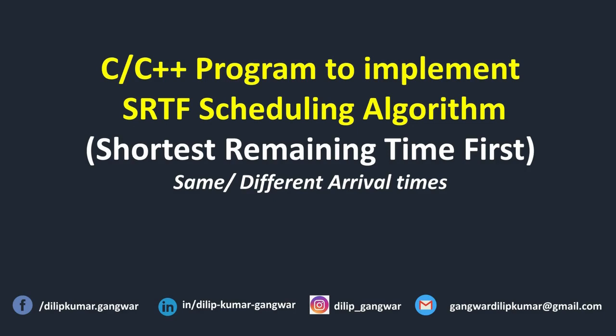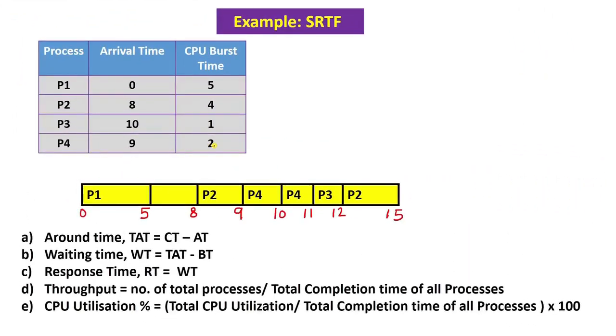Okay, so let's start. Here we have taken this example of 4 processes to understand our program for SRTF. So we have the 4 processes with their arrival times and with their CPU burst time. And this is the Gantt chart for this set of processes.